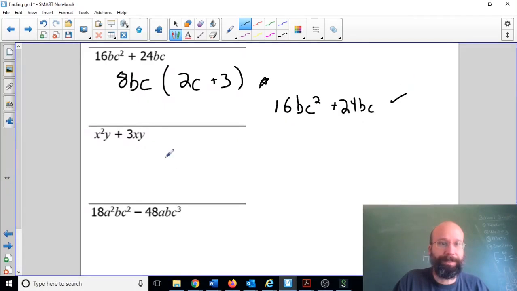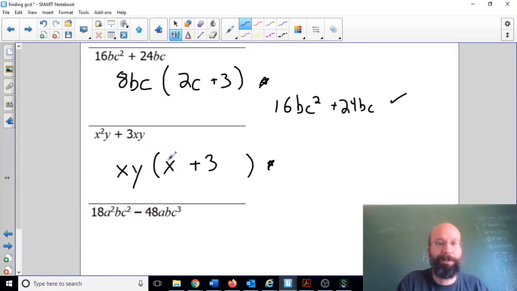So the next one, there is no number. The coefficient's 1. We don't have to take out a 1. But we can take out a variable. X squared and x. The smallest one is just the x. Y and y. The smallest one is just y. So now we divide. X squared y divided by xy. X squared divided by x leaves us 1x. Y's and y's cancel. So we have 3, because 3 divided by 1 is 3. X divided by x cancels. Y divided by y cancels. So this is our final answer.